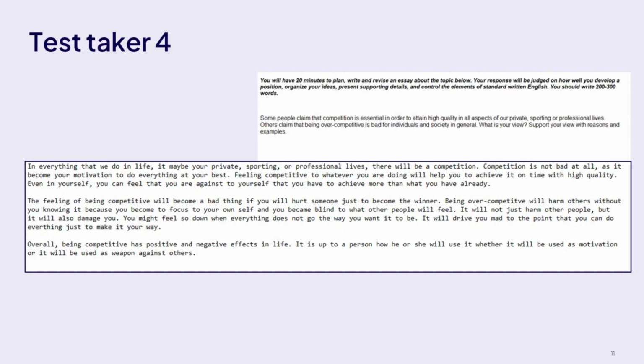There are grammatical issues in the essay's first sentence when they write "it may be your private sporting or professional lives." Better phrasing could be, "whether that be in our private, sporting or professional lives." Despite this, elsewhere the test taker shows good control over simple, compound and complex sentence structures. They also display a sufficiently wide range of vocabulary to convey information and ideas on abstract topics, a trait of higher-level B1 written interaction.